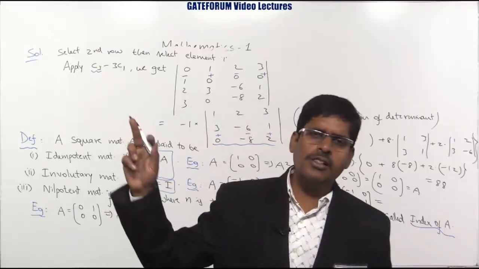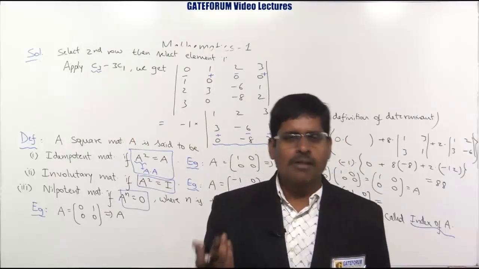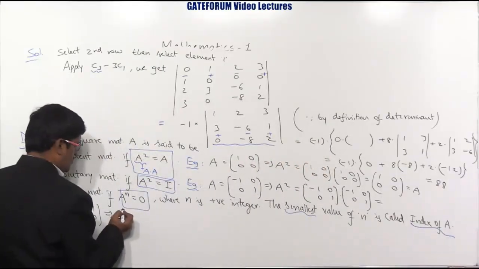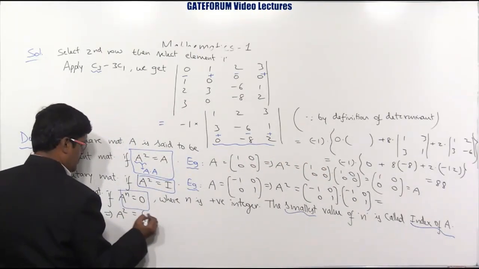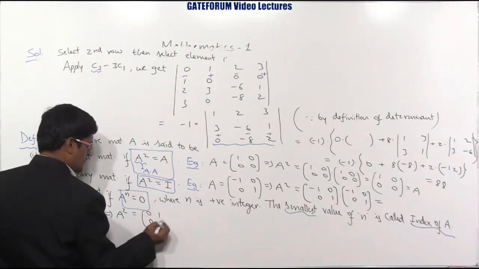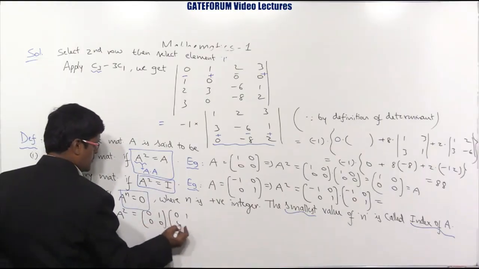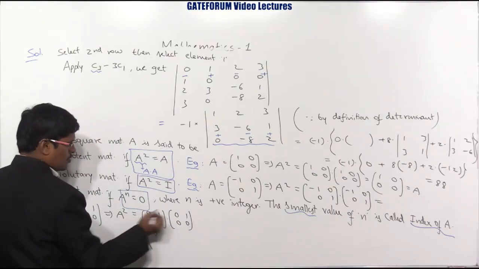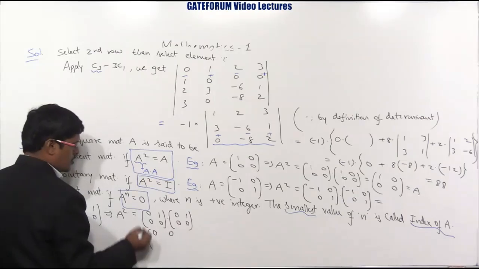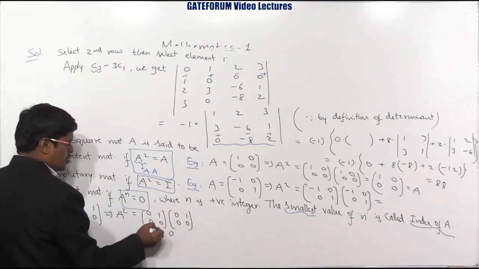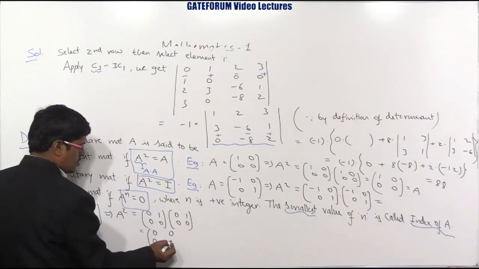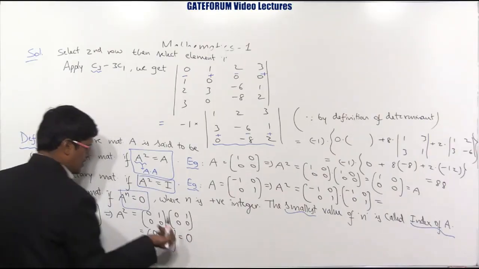The smallest of all the positive power integers is called the index. So I am doing A square, that means [0, 1; 0, 0] multiplied by [0, 1; 0, 0]. First row into first column, 0 into 0 plus 1 into 0 simplifies to 0. First row into second column, 0 into 1 plus 1 into 0 simplifies to 0. Second row into first column, 0 into 0 plus 0 into 0 simplifies to 0. Second row into second column, 0 into 1 plus 0 into 0 simplifies to 0. You will be getting a zero matrix.